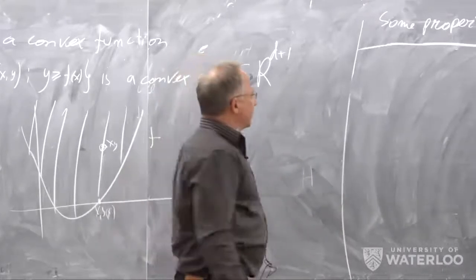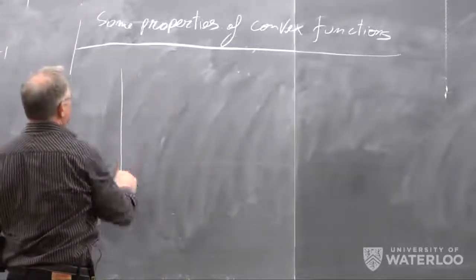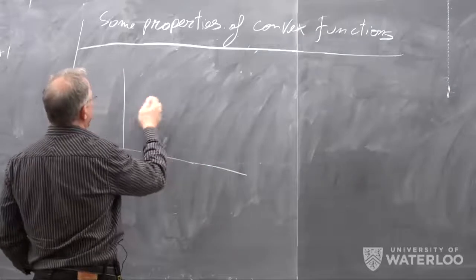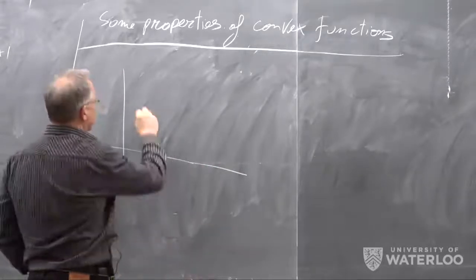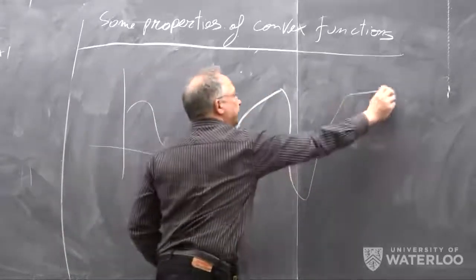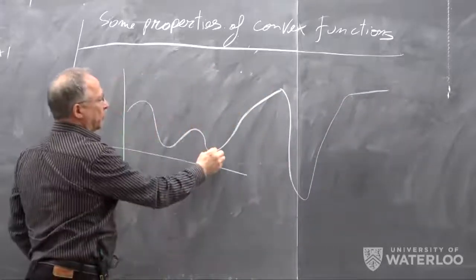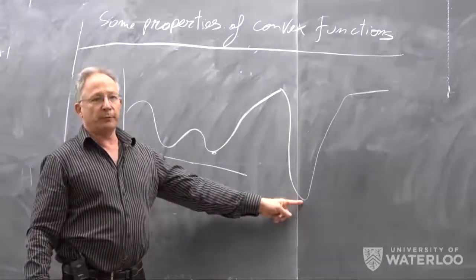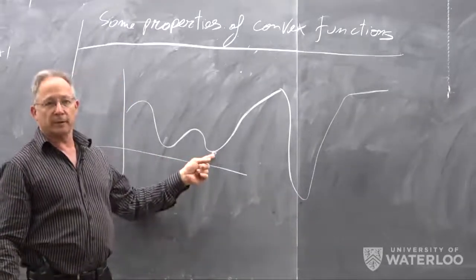So what is a local minimum? Assume that I have a function. I mean, intuitively, what's a local minimum? I have a function and I'm trying to find its minimum. So if the function looks like this, this is going to be a local minimum. And this is a real minimum of the function. This is a local minimum of the function.